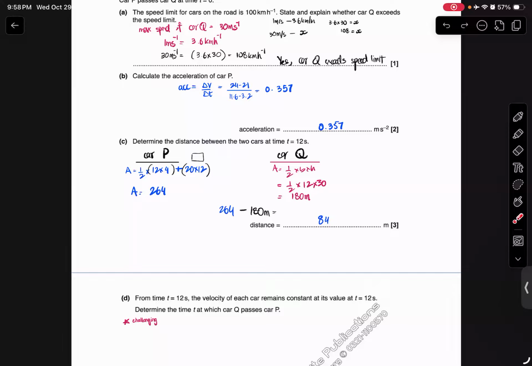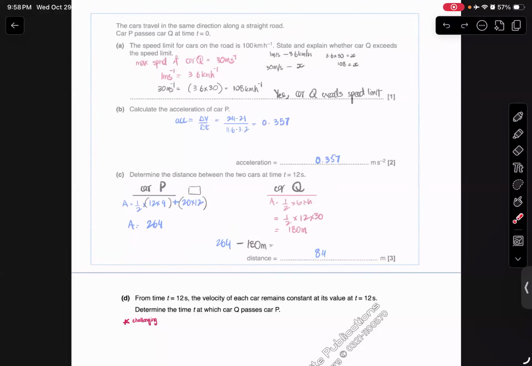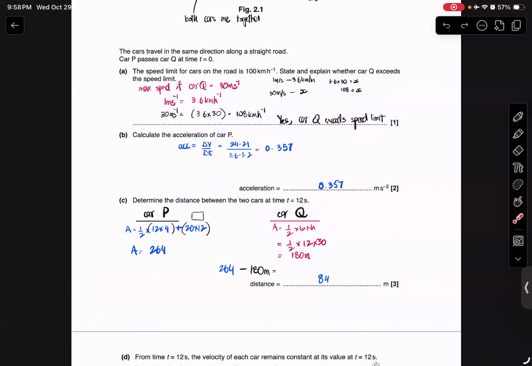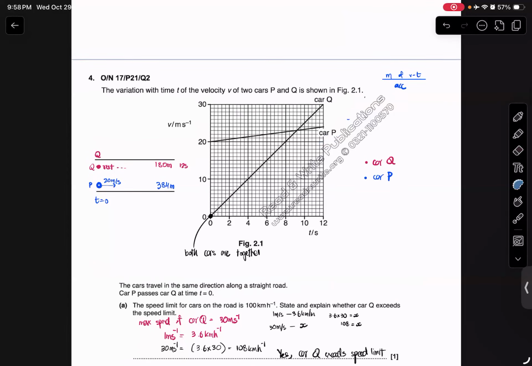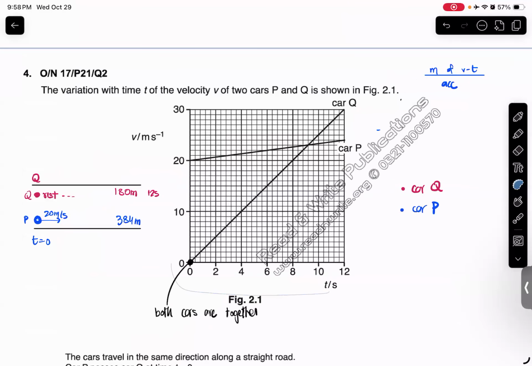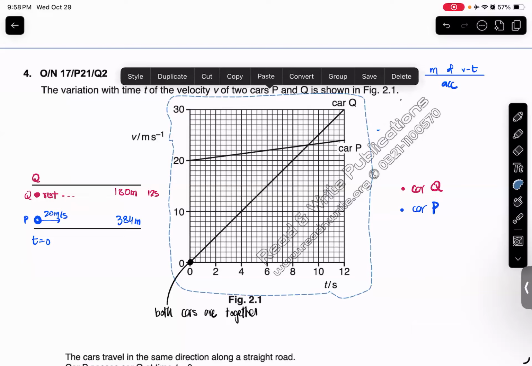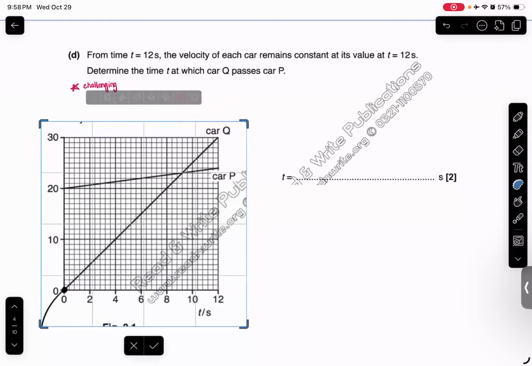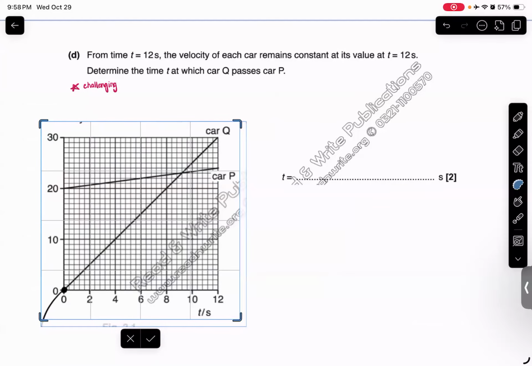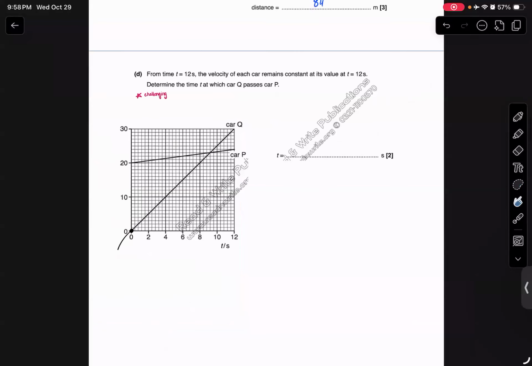So could you show the graph as well? There it is. He's basically asking, wait one second, let me just copy this graph. Here it is.